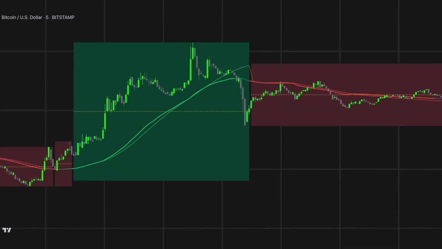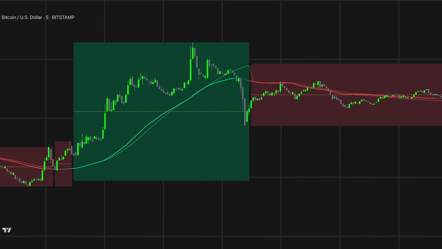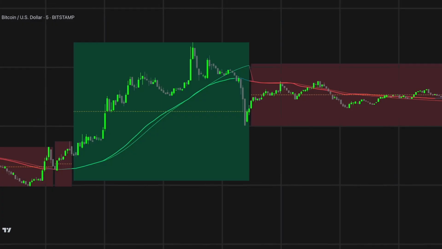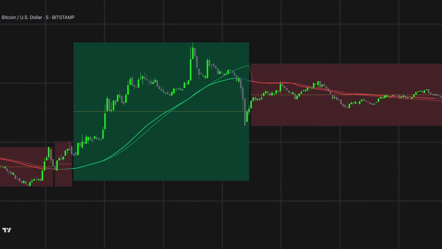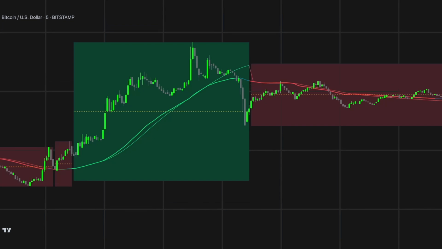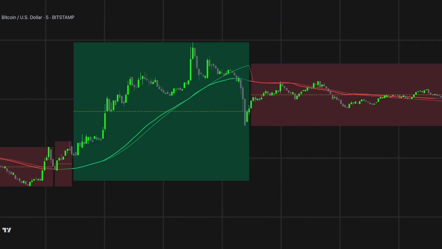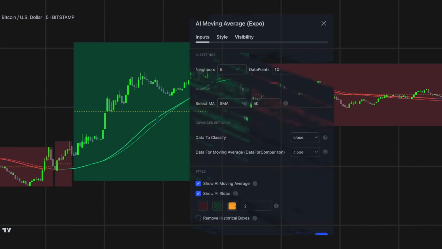as bearish. This combination of data collection, labeling, and KNN-weighted classification turns the AI moving average indicator into a dynamic tool that can adapt to changing market conditions, making it suitable for various trading strategies and market environments.